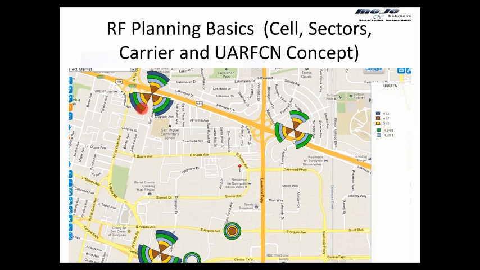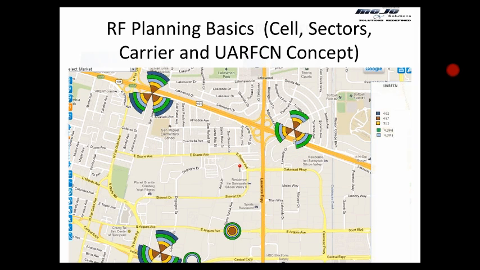Each UARFCN represents a different frequency. So this site has 5 carriers. This site has 4 carriers. This has 4, and it's only single directional. This has 5 carriers. So each different color represents a different carrier.